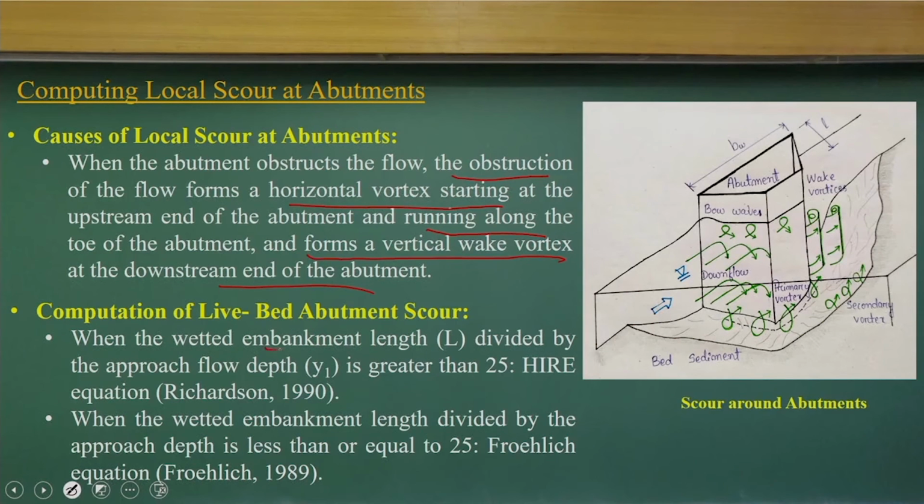When the weighted embankment length L is greater than 25 times the approach flow depth, then we use the HIRE equations. When the weighted embankment length is lesser than that, then we use the four Laursen equations, which are Richardson's equations and all.